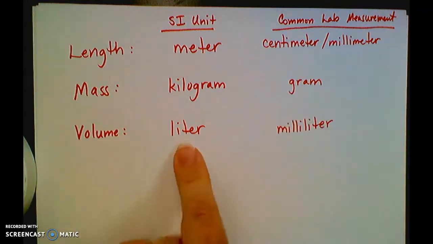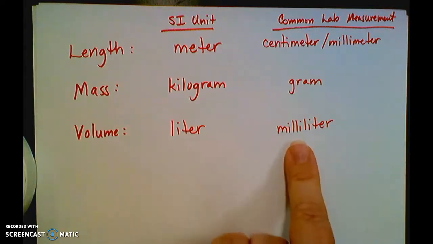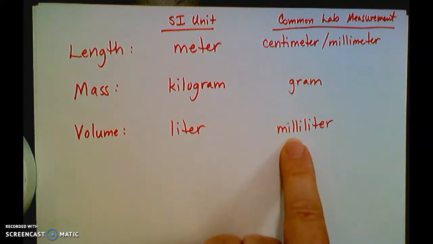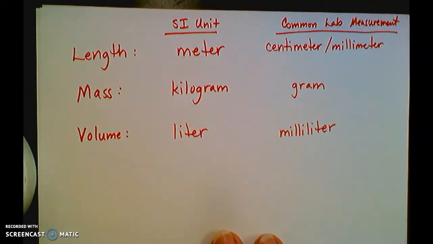And for volume, the standard metric unit is a liter. Again, that's a pretty large amount. You can think about a liter water bottle. Those are pretty common. So in lab, usually it's going to be the milliliter, which is prefixed here with milli, which means 1,000th of a liter. So you need to get into the habit of thinking about those metric units.